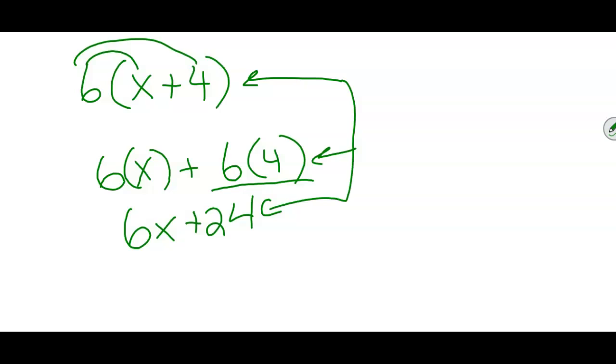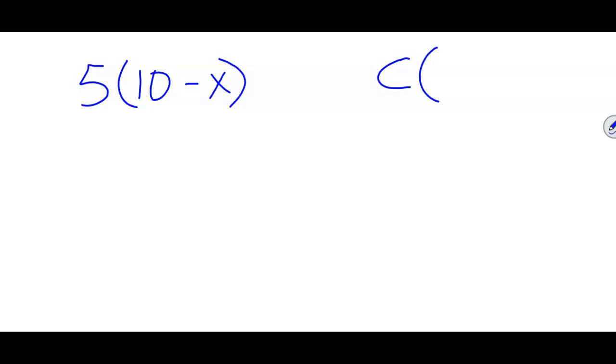All right. Let's try a couple on your own then. We're going to try 5 parentheses 10 minus x. Then we're going to see, parentheses, 5 plus 12. Go ahead and solve these two using the distributive property. So simplify them.